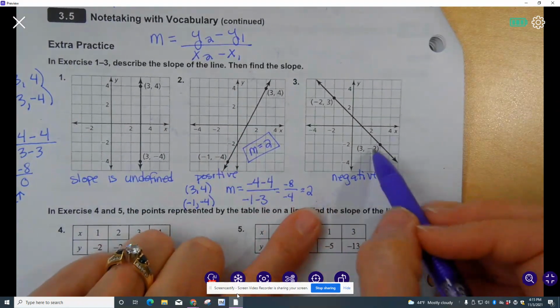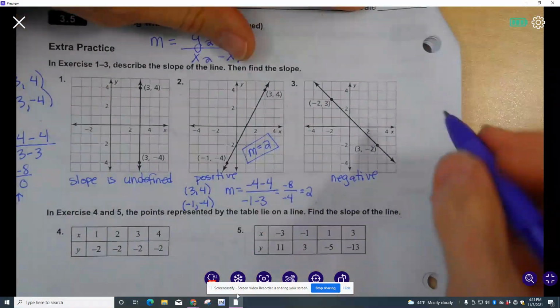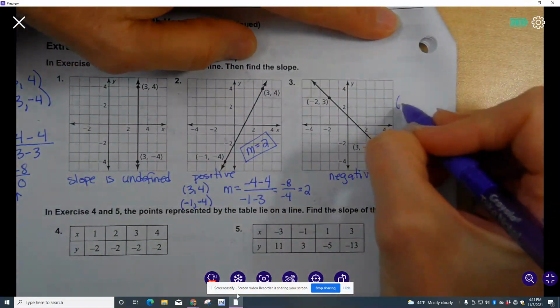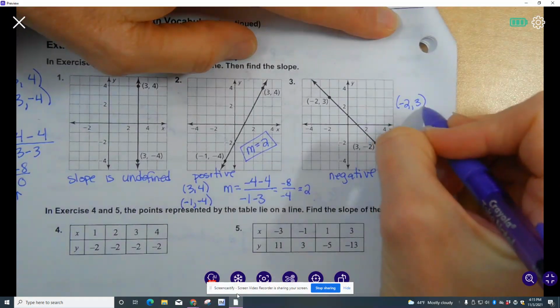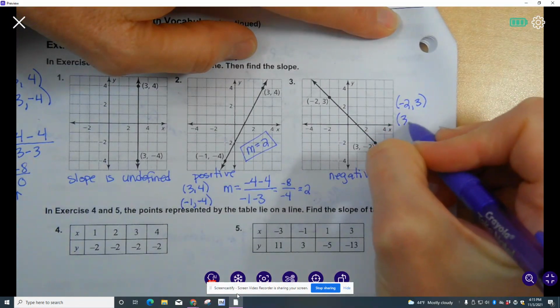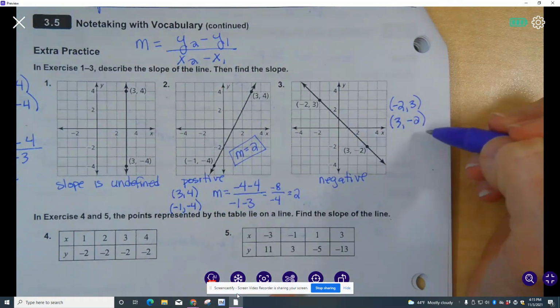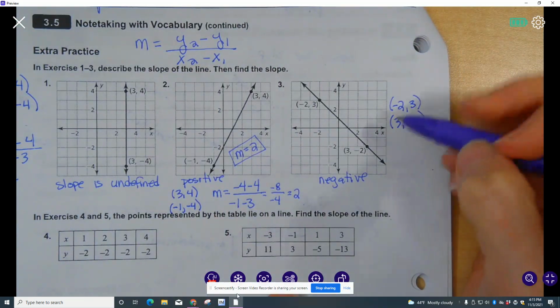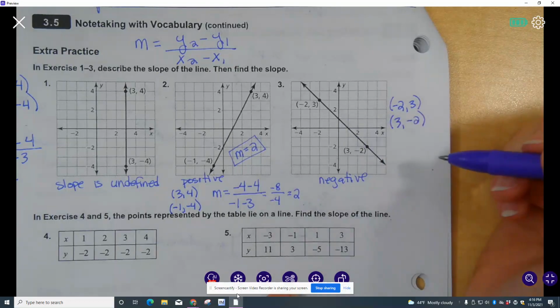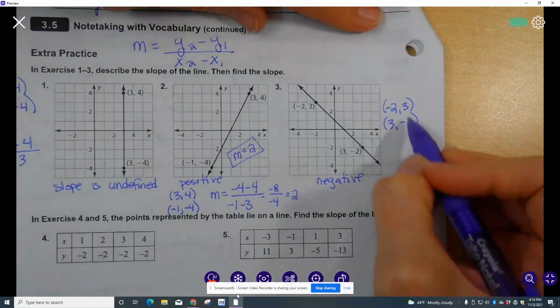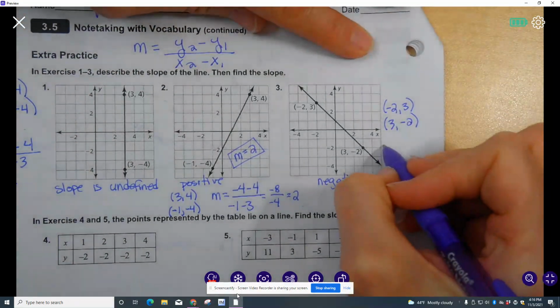So step 1, take your two coordinate points. I'm going to put them over here this time because I have some room. Write them one on top of the other. I'm telling you, you guys, don't skip this step. This is really going to help you because it's so easy to mix these up when you're minusing the y's and minusing the x's. If you put them on top of each other, it's so much easier.